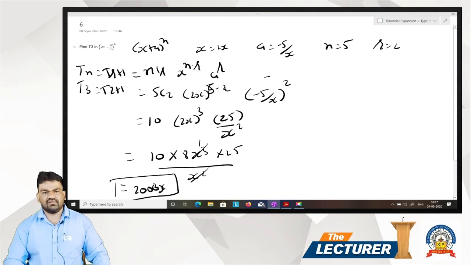Here our type 2 is completed. In the next session we will start our next type, that is type 3. Thank you.